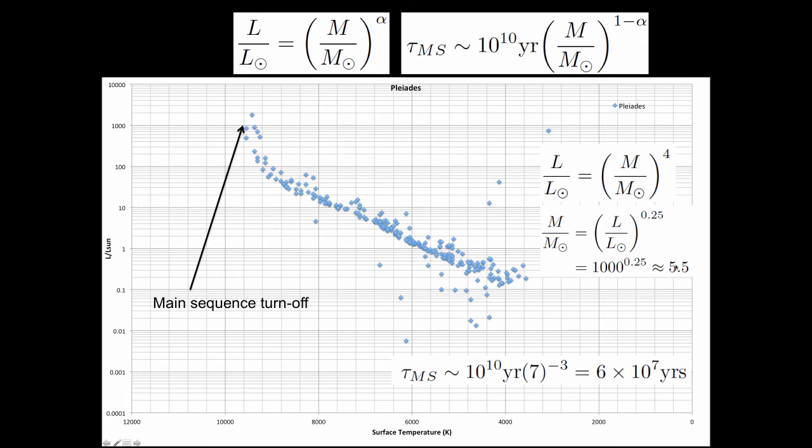Plugging that into the age formula, apologies, this should read 5.5 to the power of -3. This is just the mass here that we found here inserted into this formula here. Gives us the age of the stars that are just about to evolve off the main sequence. They're about 6 times 10 to the 7 years old. That's 60 million years old.